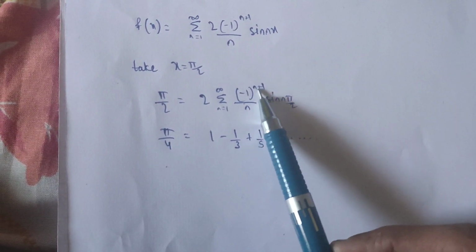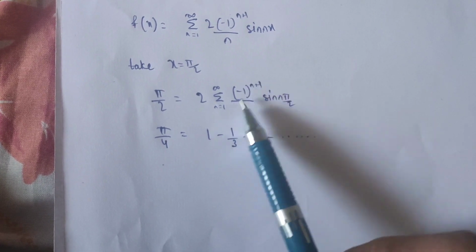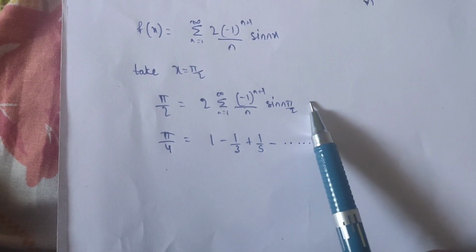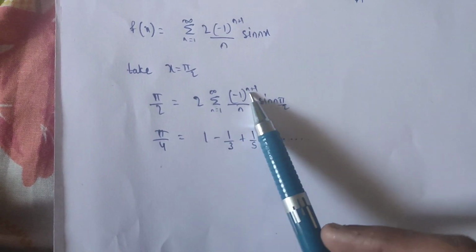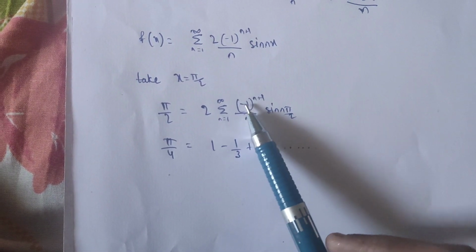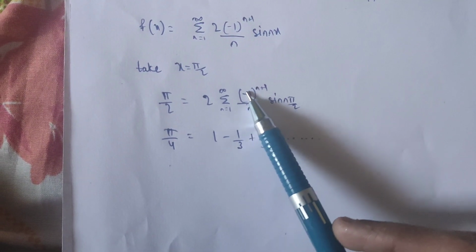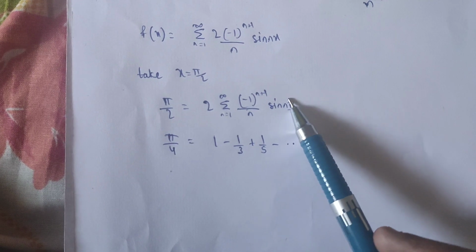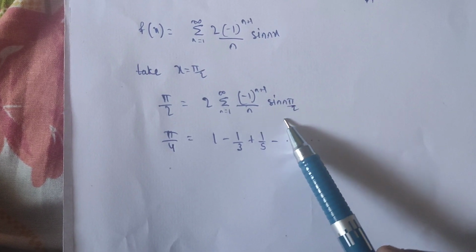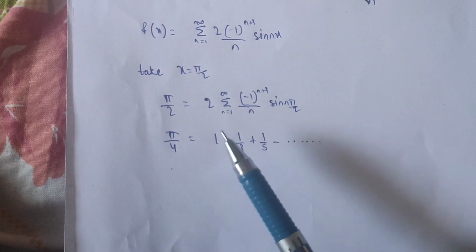For n equal to 1, we get minus 1 raised to 2 by 1 sin pi by 2, and sin pi by 2 is 1, so 1 into 1 is 1. When we take n equal to 2, minus 1 raised to 3 by 2 sin 2 into pi by 2. Sin 2 into pi by 2 is sin pi, which is 0, so we don't get it here.